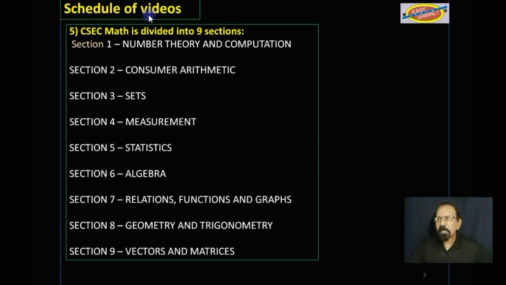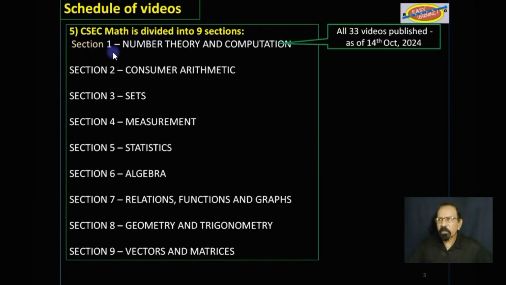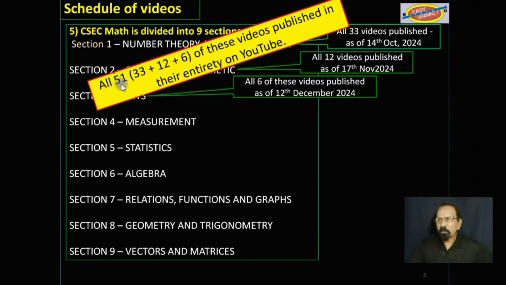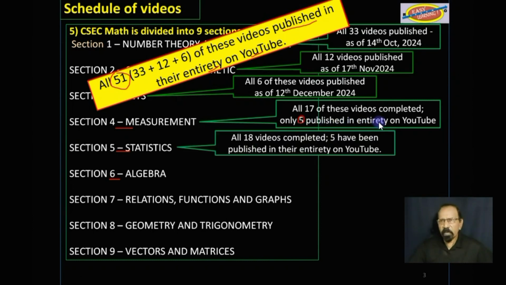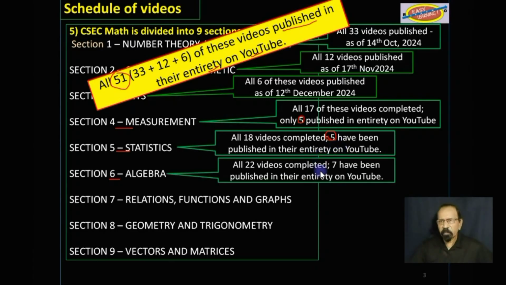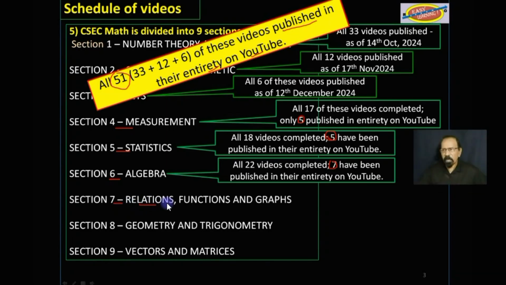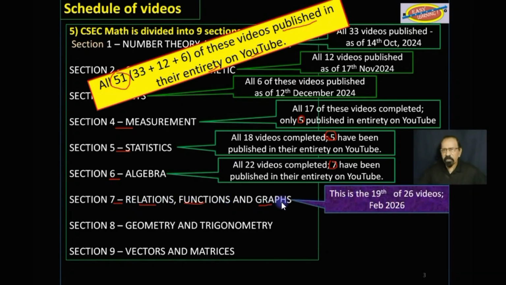Schedule of videos: as you are aware, these first three sections of 51 videos have all been published in their entirety on YouTube. From sections 4, 5, and 6, some of these videos have been published on YouTube in their entirety, as you could see here. We are now at section 7, relations, functions, and graphs. This is the 19th of 26 videos.